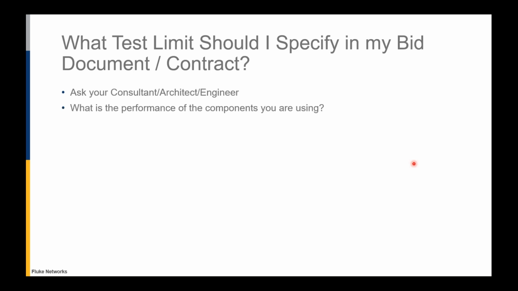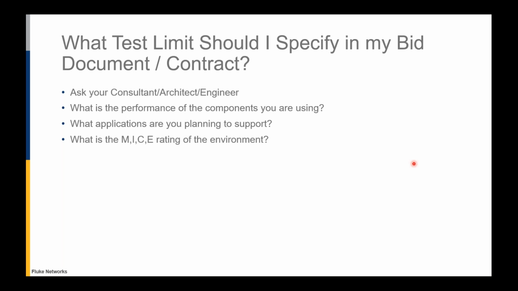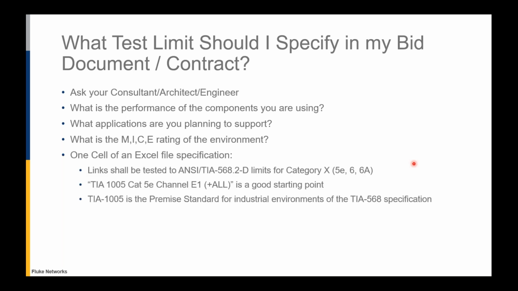They're going to take into account what is the performance of the components you're using, what applications you're planning to support. I have a really low speed application. I've got a fan on the roof and I've got a sensor that tells me if the fan is on or the fan is off. That's pretty low speed data compared to the camera on the end of the robot. This is the M.I.C.E rating of the environment.